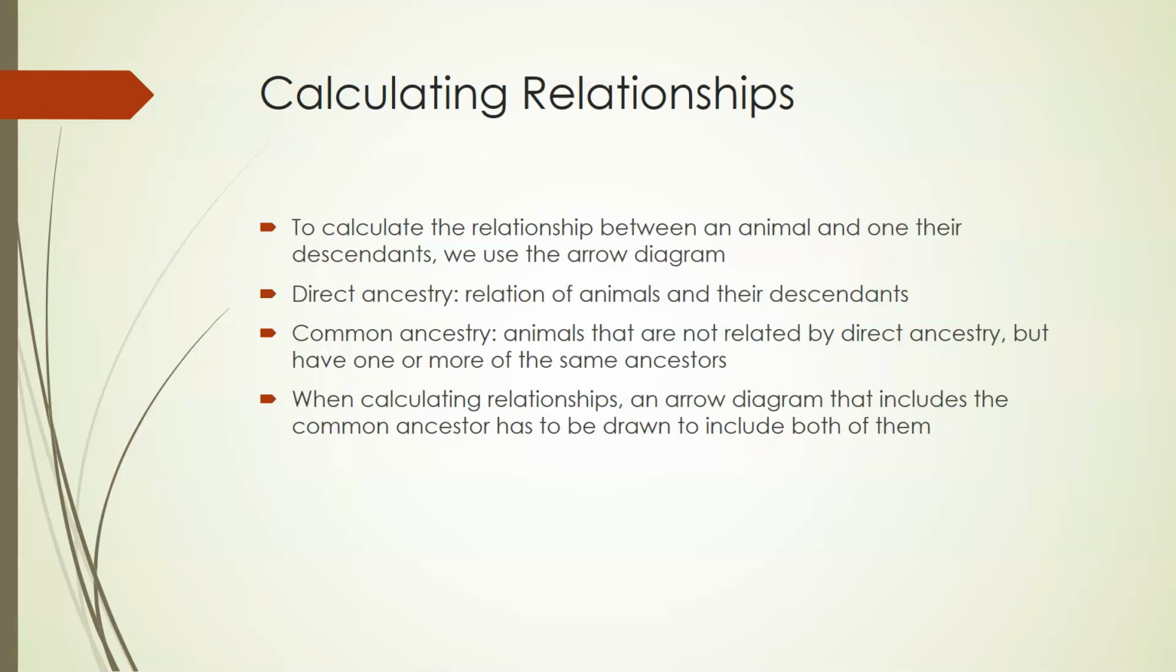But basically, after we have this pedigree and we evaluate the ancestors, there are some important things to remember. We use the arrow diagram to calculate the relationships, first of all. Second, direct ancestry. When we say direct ancestry, that means the relation of animals and their descendants. So directly, parent to offspring, or grand offspring, but it's direct. Common ancestry refers to animals that are not related by direct ancestry, but might have one or more of the same ancestors in common, a ways back. So when calculating these relationships, an arrow diagram that includes the common ancestors has to be drawn to include all the ancestors.